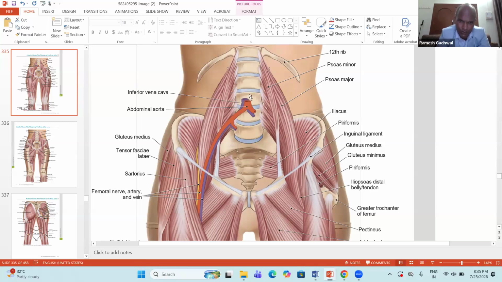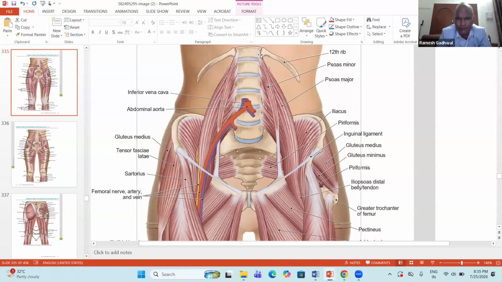Due to this, you see this gray color matter. It is the disc. That you read in so many conditions, that disc bulge, disc protrusion. So it is a stabilizer between two bones.